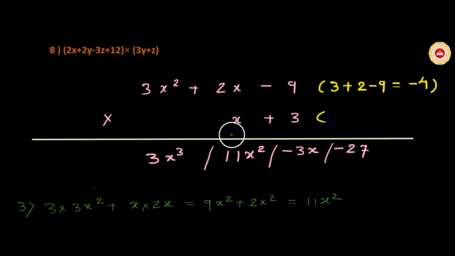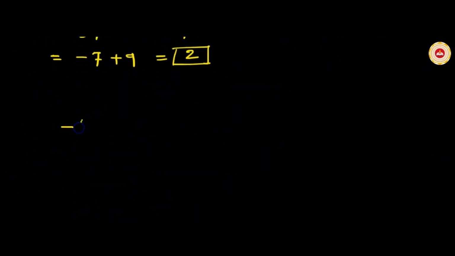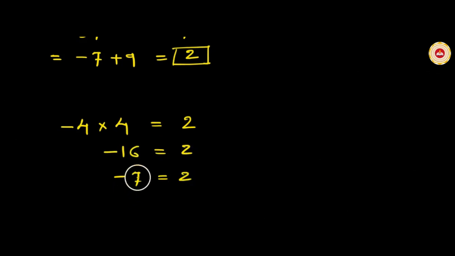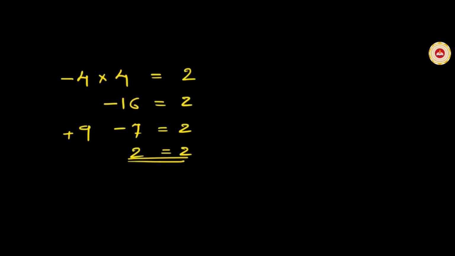Right? Beejank of x plus 3. Coefficient of x is 1 plus constant term 3, which is equal to 4. Right? So let us multiply minus 4 by 4, which should be equal to 2. Minus 4 multiplied by 4 is minus 16. Now it is a negative digit, so let us add 9 plus 9. Okay, so 9 minus 7, 2. Beejank are tallied, verified, our answer is correct.